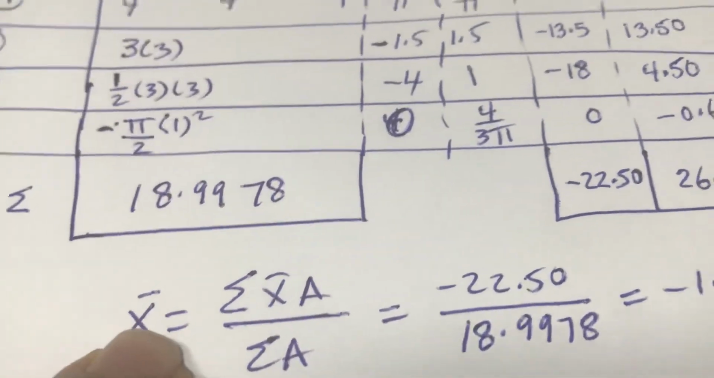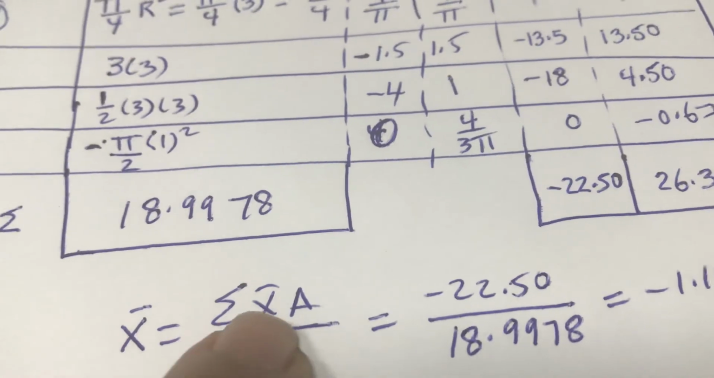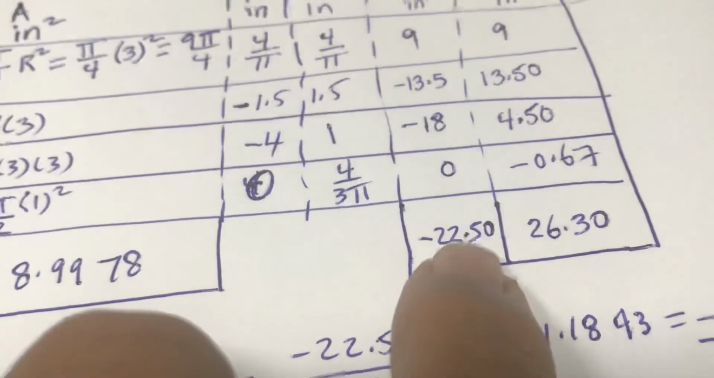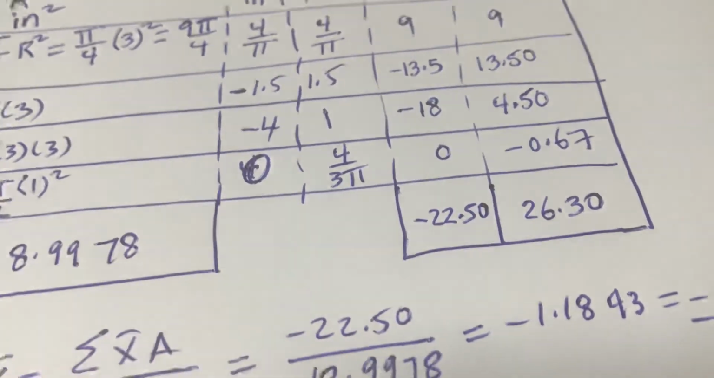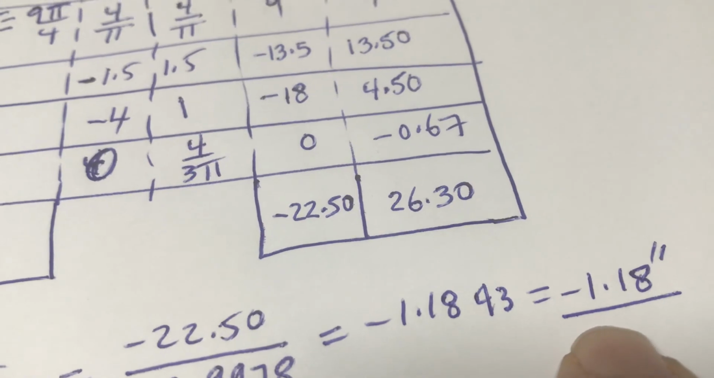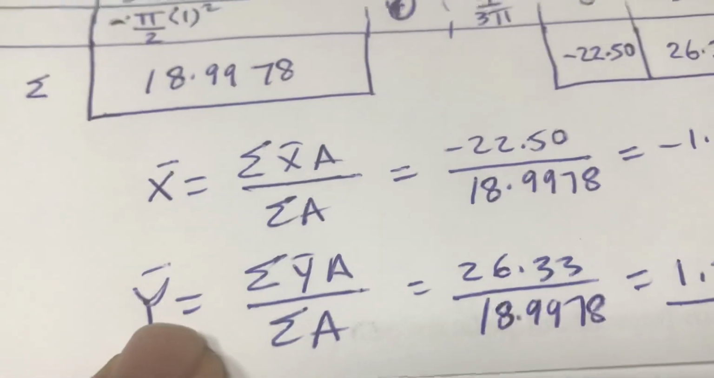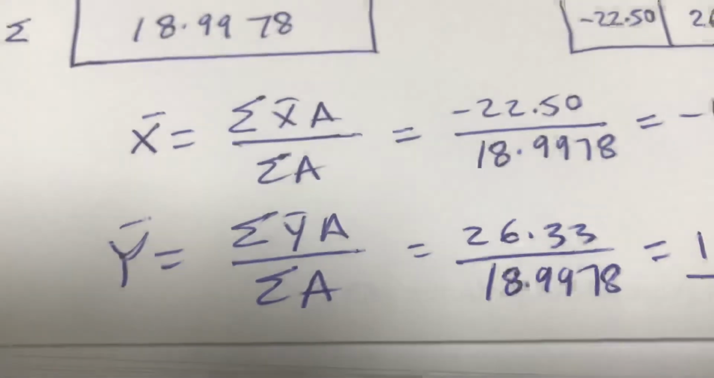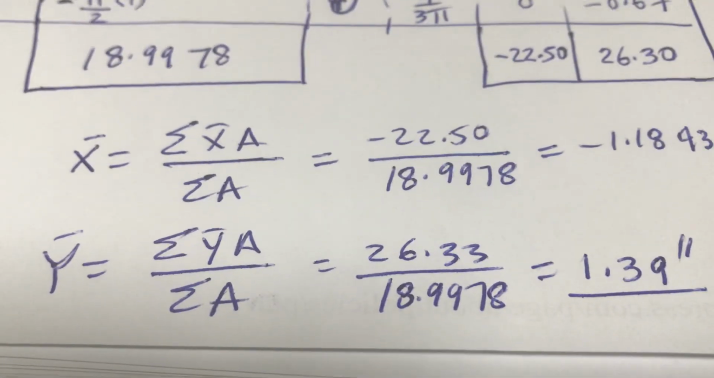And now x bar is equal to the summation of all x bar A's over the summation of areas. So this is the x bar A summation over the area. You'll get minus 1.18, which is almost minus 1.18 inch. And the y bar is the summation of all the y bar A, so 26.33 over the same summation of areas, 1.39 inch. So x bar and y bar are found in this example.